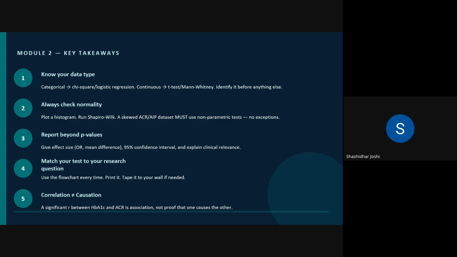Match your test to the research question. Use a flowchart if at all possible, and then you can easily map out what kind of data you're using, what kind of test, and what kind of results you want to display. And the correlation concept, which I already told you, and causation, just ignore for now. I don't want to confuse you. Correlation talks about how two variables are associated with each other. Those are the key takeaways for today.